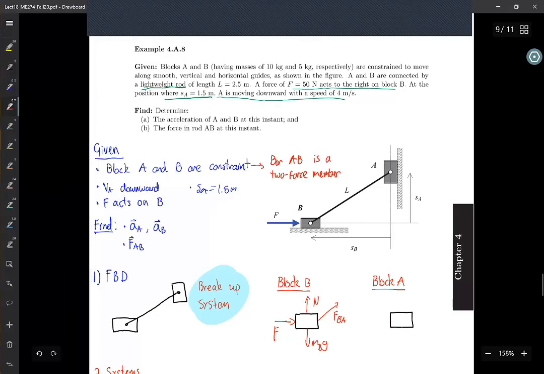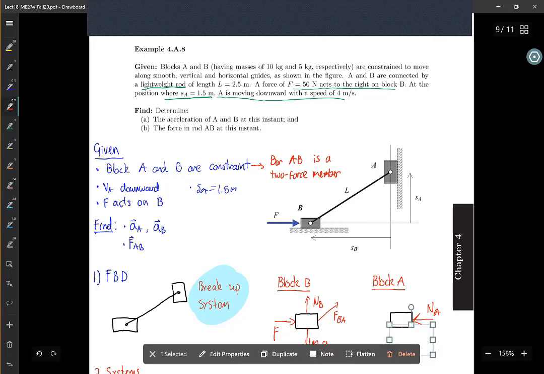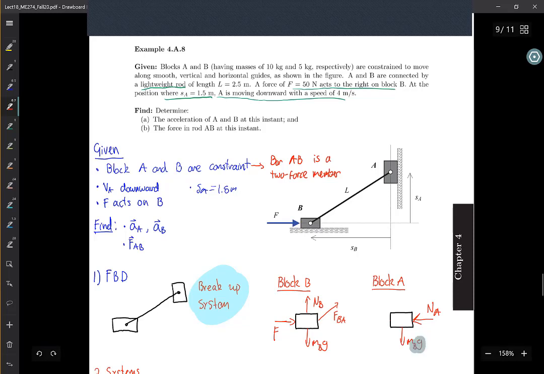Okay, so if that is the case, then the forces on block A are the normal force, the gravitational force, and then the force of the two-force member, that rod. Now, what is different between a rod and a cable in terms of the force?